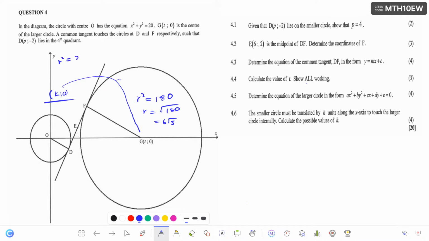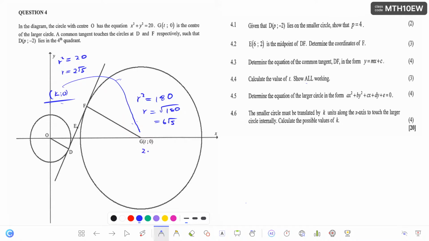Then for the smaller circle, r squared is equal to 20. So r is going to be square root of 20, which is 2 root 5. So I'm saying, in order to calculate by how many k units the smaller circle touches the larger circle internally, you are going to say the difference between these two radii. So let's calculate the distance between these two.